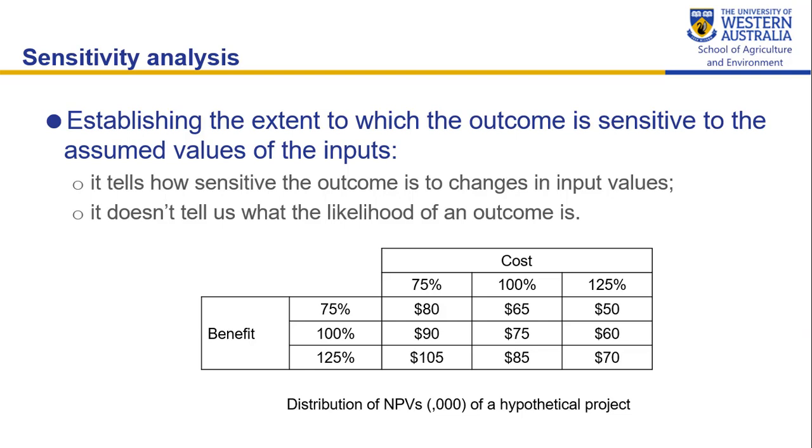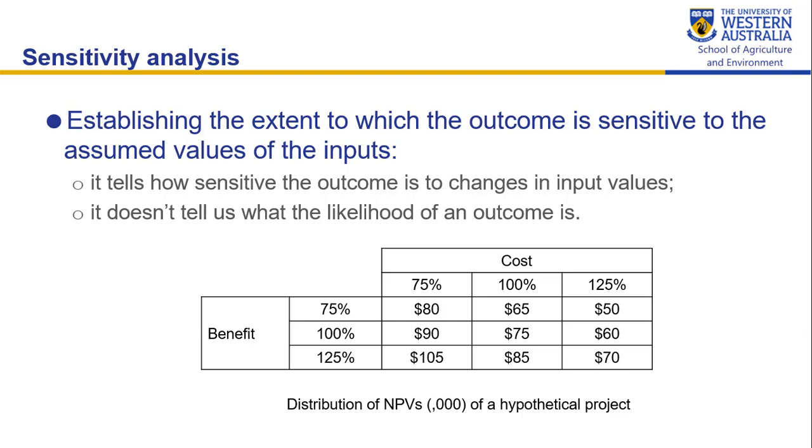It has been assumed in this case the cost could take different values, three values specifically, like 100%, which is the base case, and 75%, which is 25% lower than the base case, and 125%, which is 25 percentage points higher than the base case. It has been assumed similar distribution for benefit, like three scenarios for benefit, 75%, 100%, and 125%. Inside the table, what we see are the distribution of the net present values.